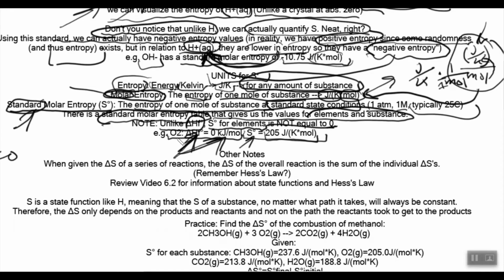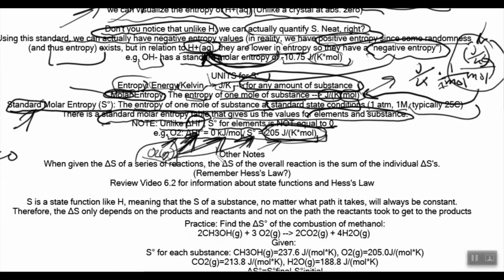So for a natural element like O2 gas, while the delta HF is going to be 0 because that's a rule that we follow, the entropy of that substance is actually going to be a number that's not 0. In this case, the standard entropy for oxygen is actually 205 joules per Kelvin times mole.